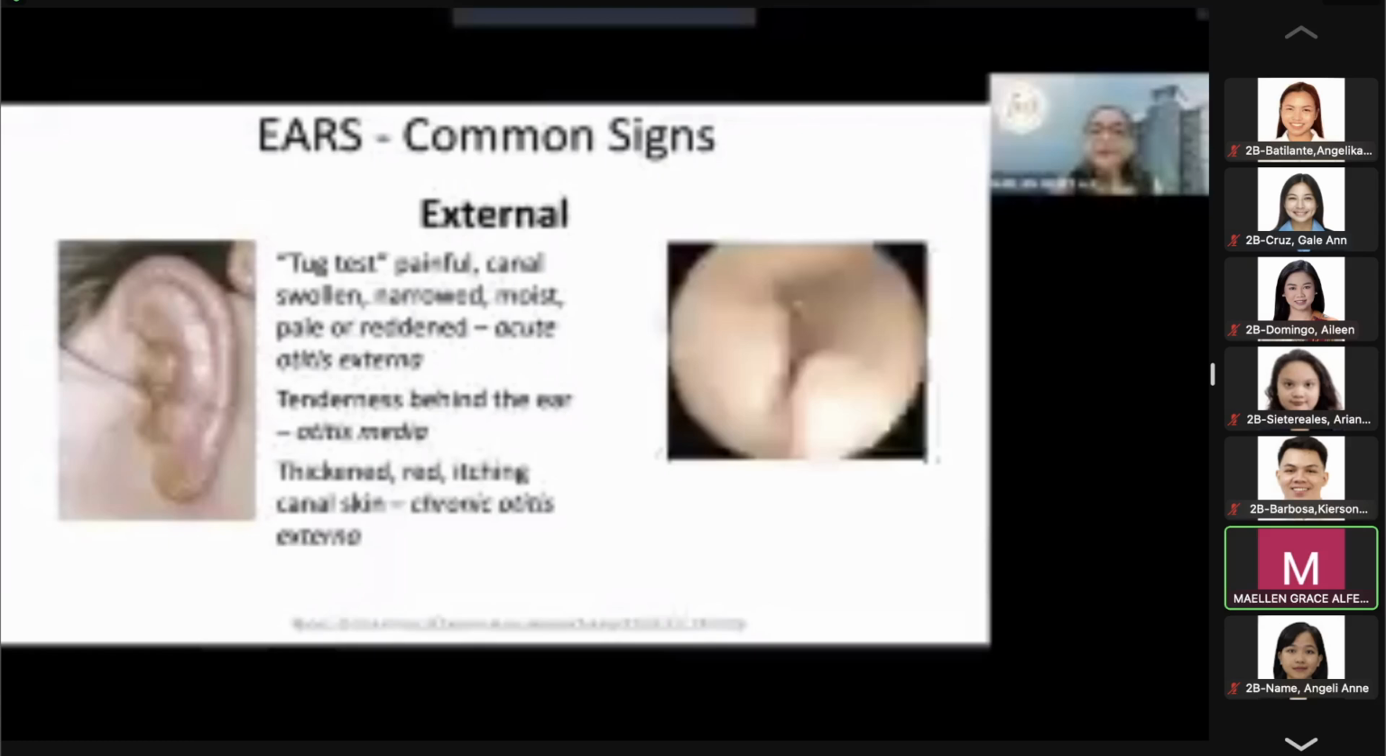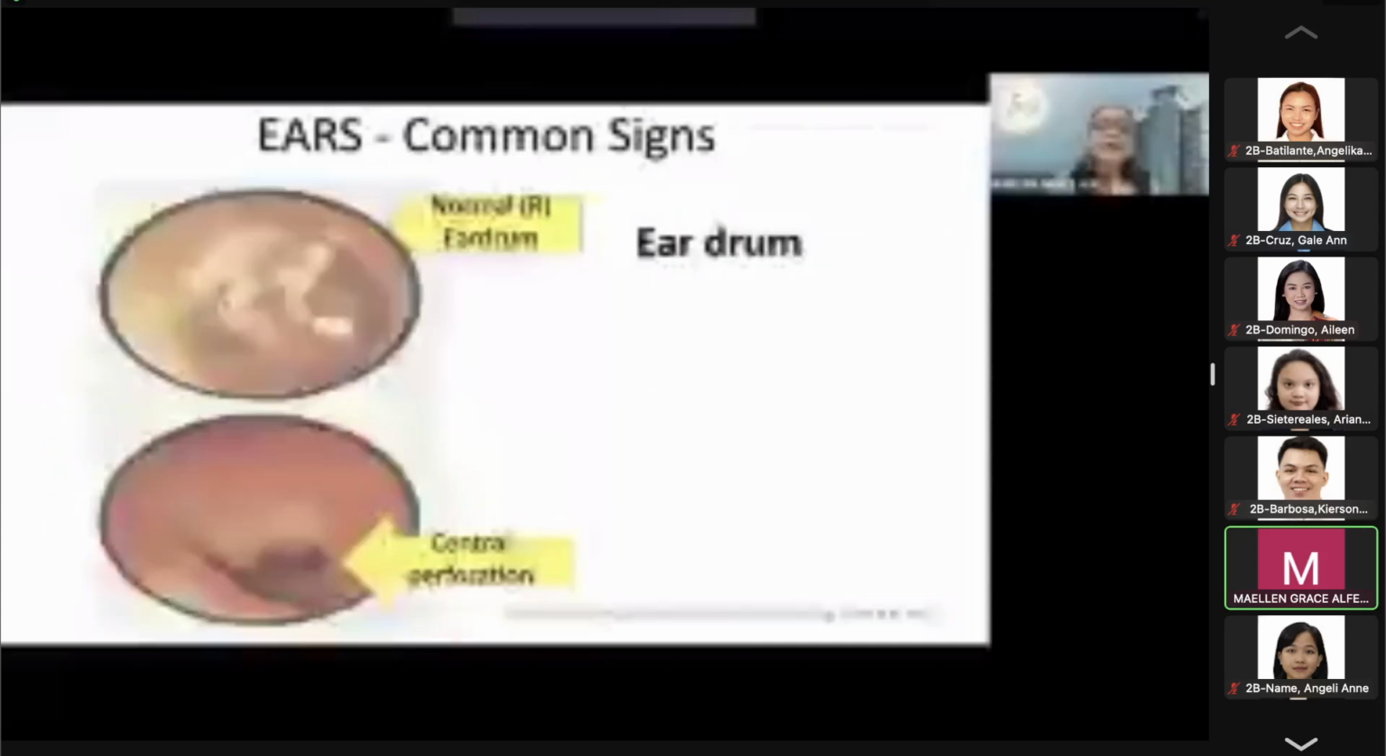Okay. The external canal, you can visualize here. You see non-tender nodular swelling covered by normal skin deep in the external canal. And this is what we call exostosis. Okay? How about examining the eardrum?